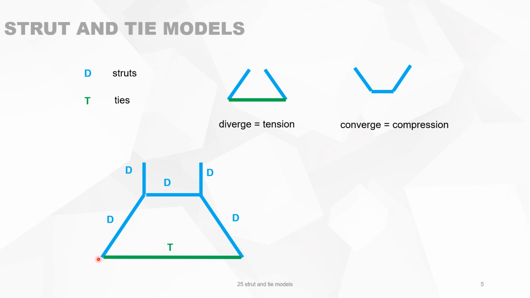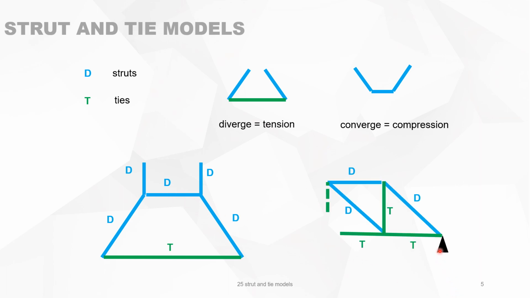For a deep beam, for instance, when there are two local loads, the local load is introduced straight down for a short distance, then the struts will diverge, and at the end you will have a tie. On top, when the compression struts are converging, you also have a compression strut.